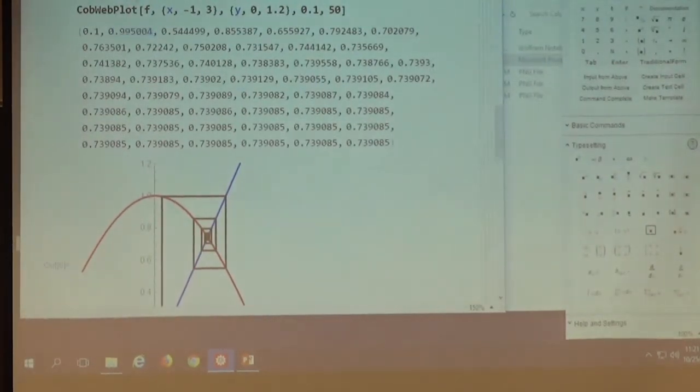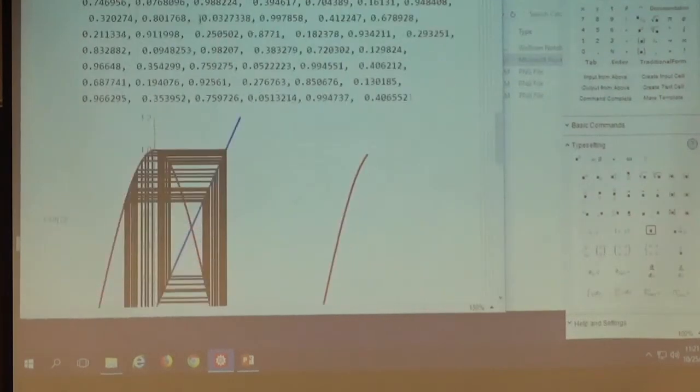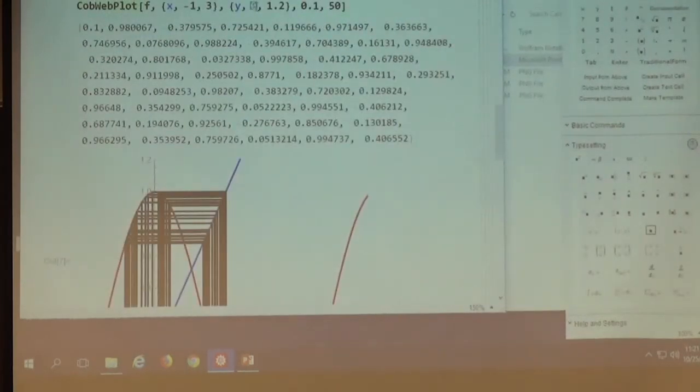You can try other functions here. I could try cosine of, say, 2x. Oh, my goodness, what in the world is happening there? Let's make the y range a bit bigger.